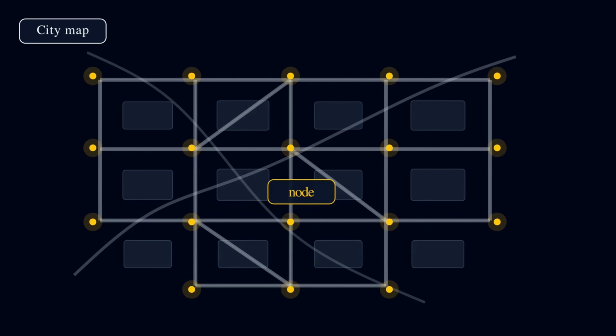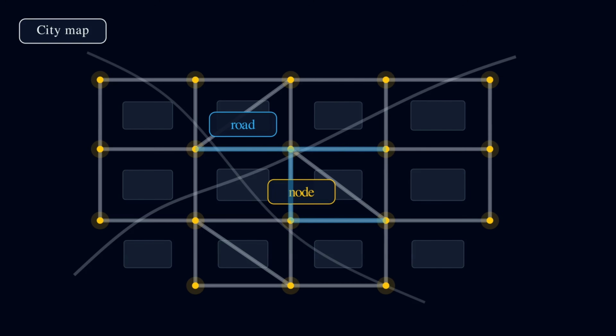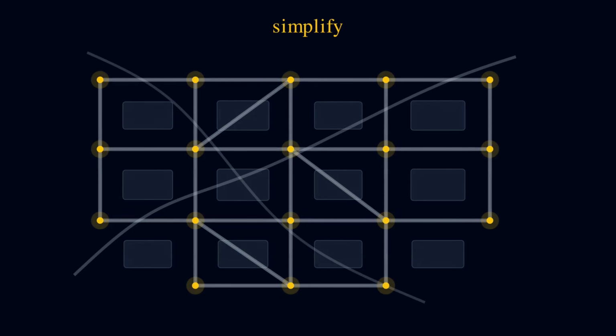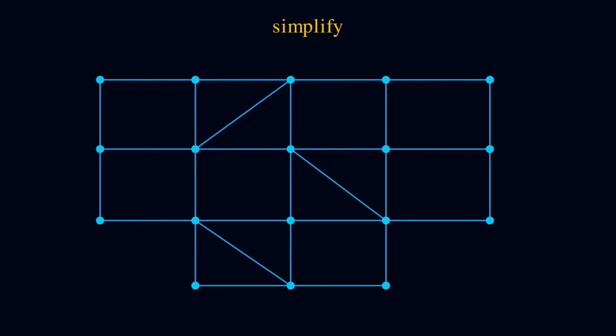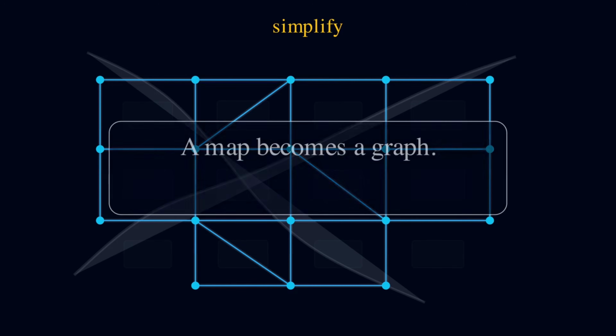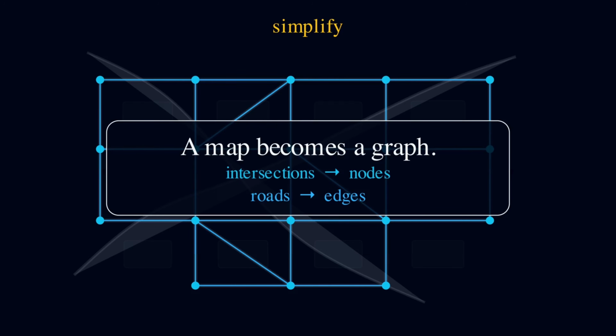To us, a map looks like streets, buildings, highways, and neighborhoods, but to a route-finding algorithm, a map is not really a picture, it is a network. Every intersection becomes a dot. In math, we call that a node, and every road becomes a line. That line is called an edge. So the city turns into a graph, a collection of nodes and edges. That is the first big idea.